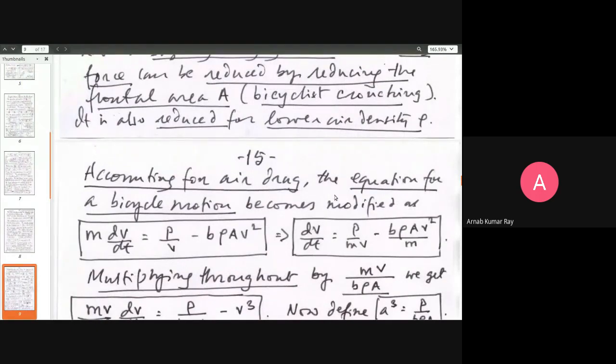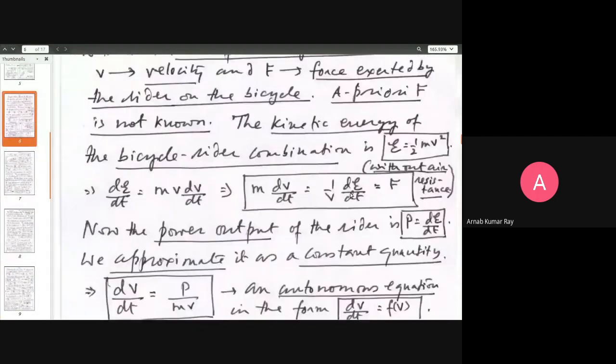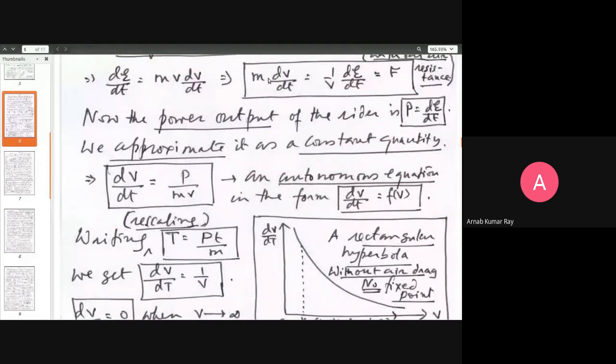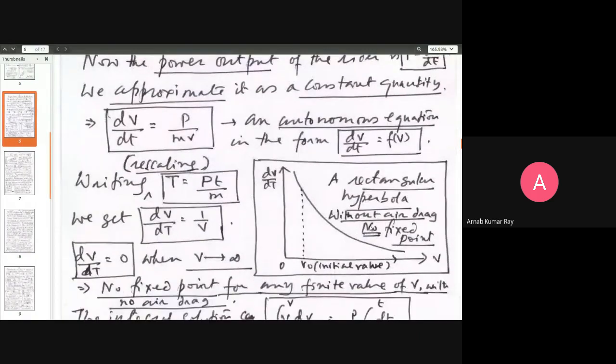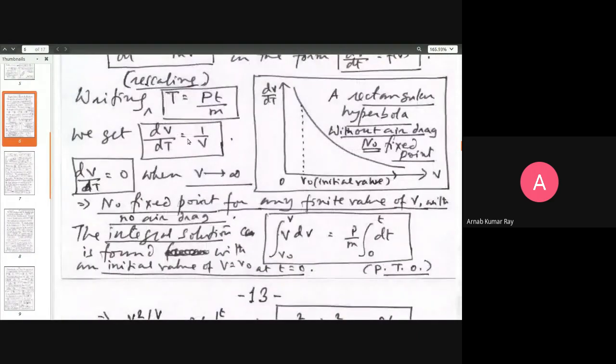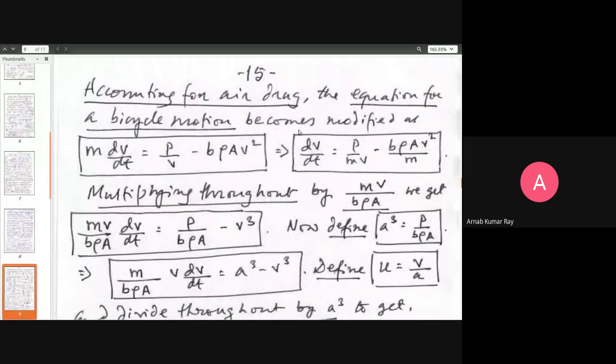Okay, anyway, let us go back to our original equation. Our original force balance equation was m dv/dt is equal to P/v. When you are not accounting for air drag, m dv/dt is equal to P/v. But once you have accounted for air drag, this will be the equation. Without air drag, this extra term is 0, and so you just have m dv/dt equal to P/v.